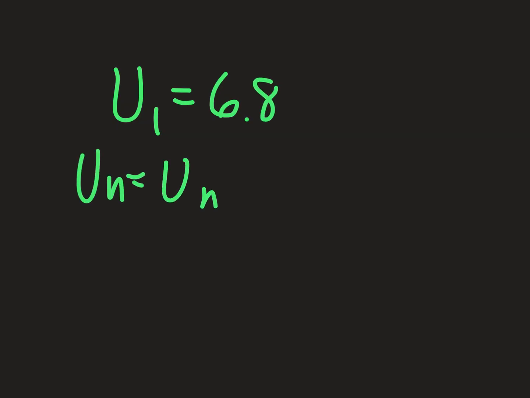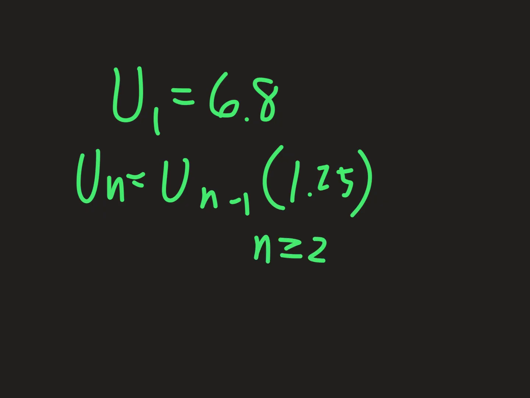This time I'm going to give you the equation. U1 equals 6.8. Un equals Un minus 1 times 1.25, where n is greater than or equal to 2. If I gave you this, talk to the kid next to you. What's the growth rate?